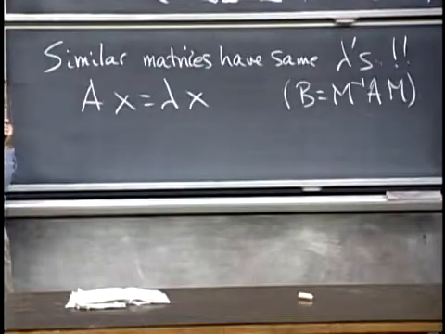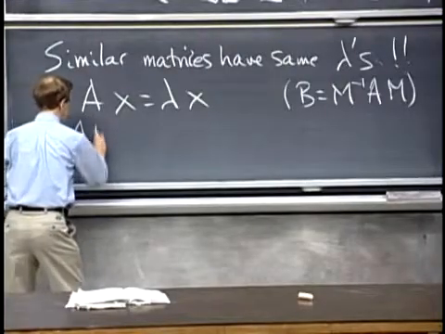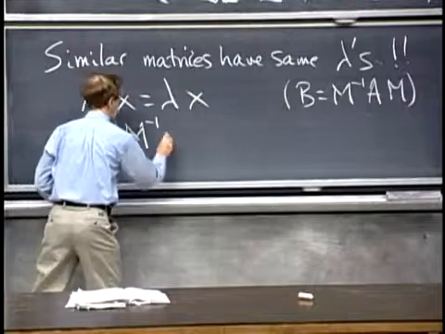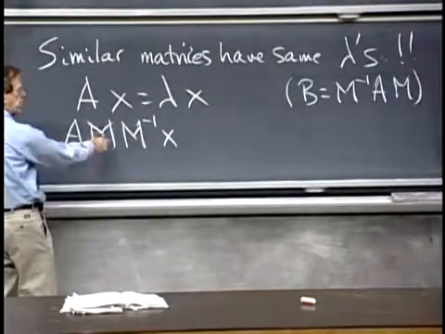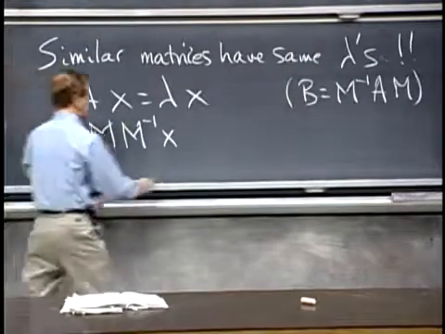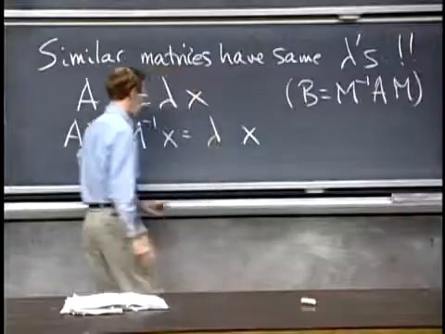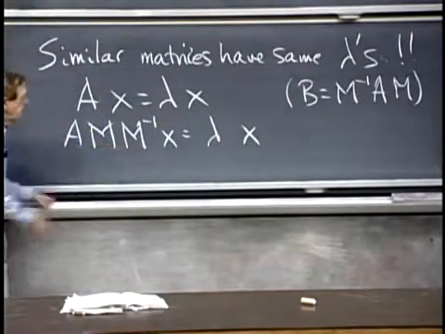How am I going to get M inverse A M into this equation? Let me just sort of do it. I'll put an M times an M inverse in there. Right? I haven't changed the left-hand side, so I better not change the right-hand side. So everybody's okay so far. I just put in M.